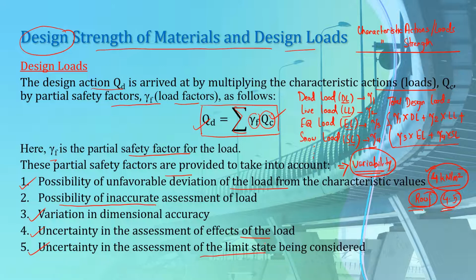Variation in dimensional accuracy, uncertainty in the assessment of effects of the load, and uncertainty in the assessment of the limit state being considered. So in one sentence, what you can say is that partial safety factors are used to account for the uncertainty or variability in the determination of characteristic loads. And to account for those uncertainties, whether they may be positive or negative, we use partial safety factors.